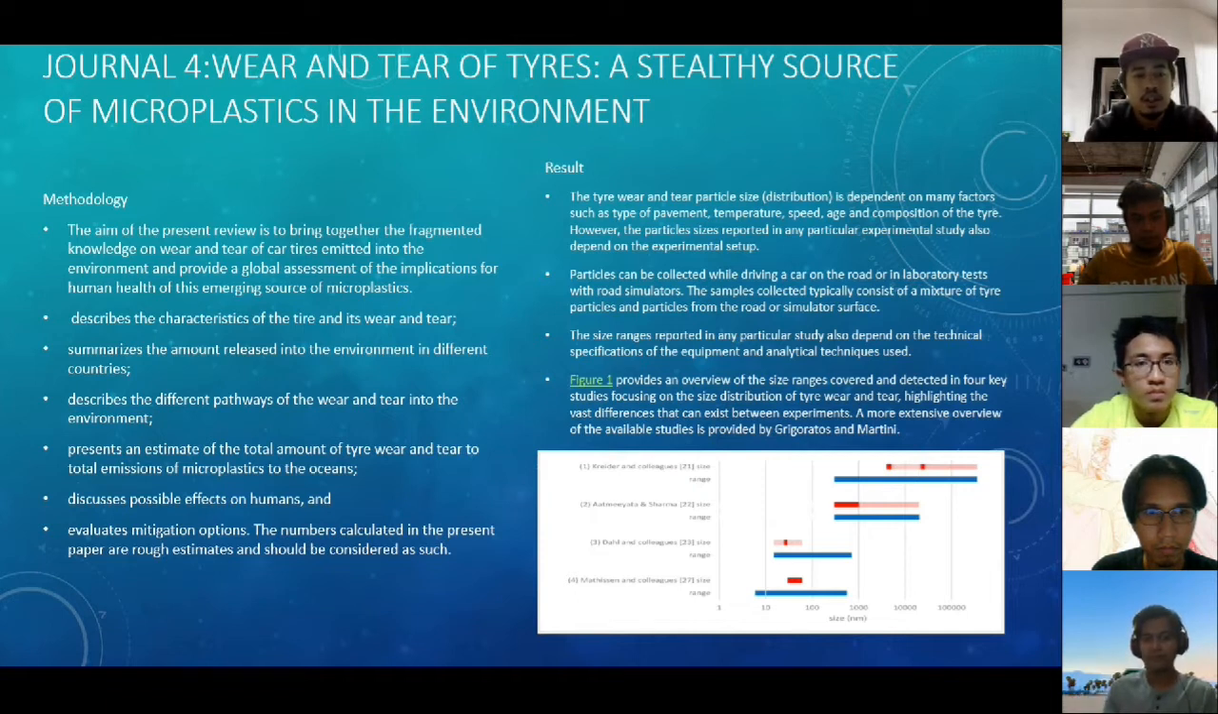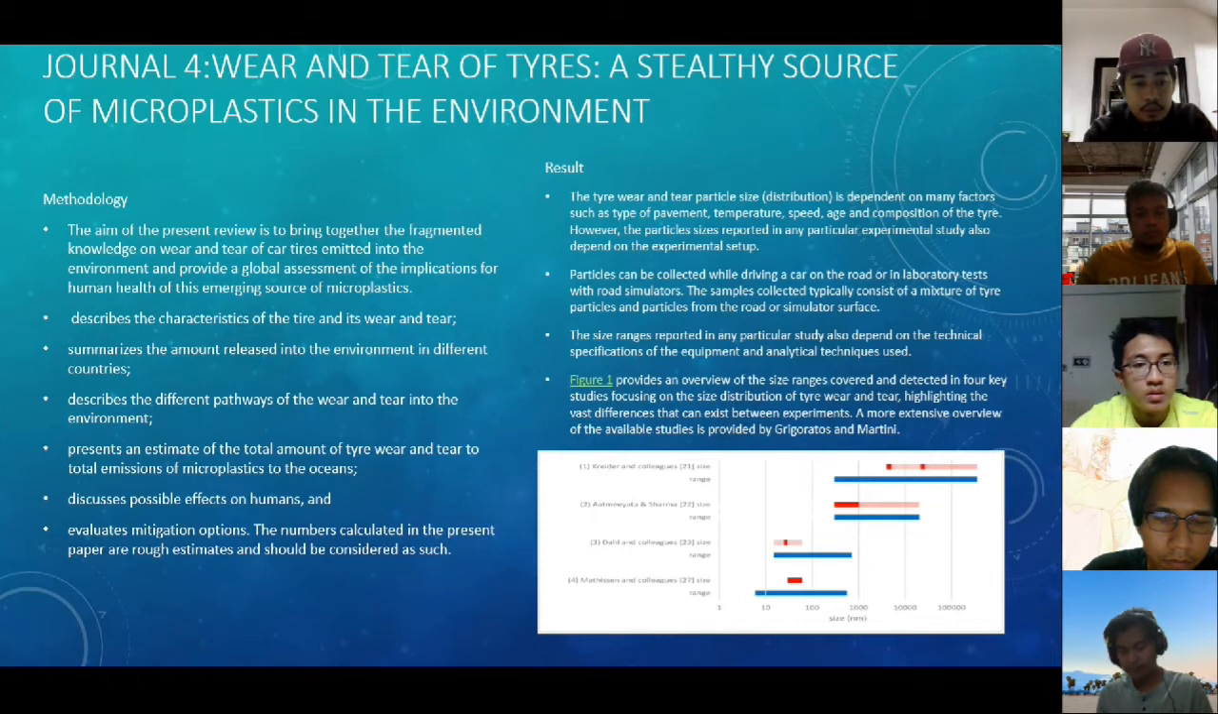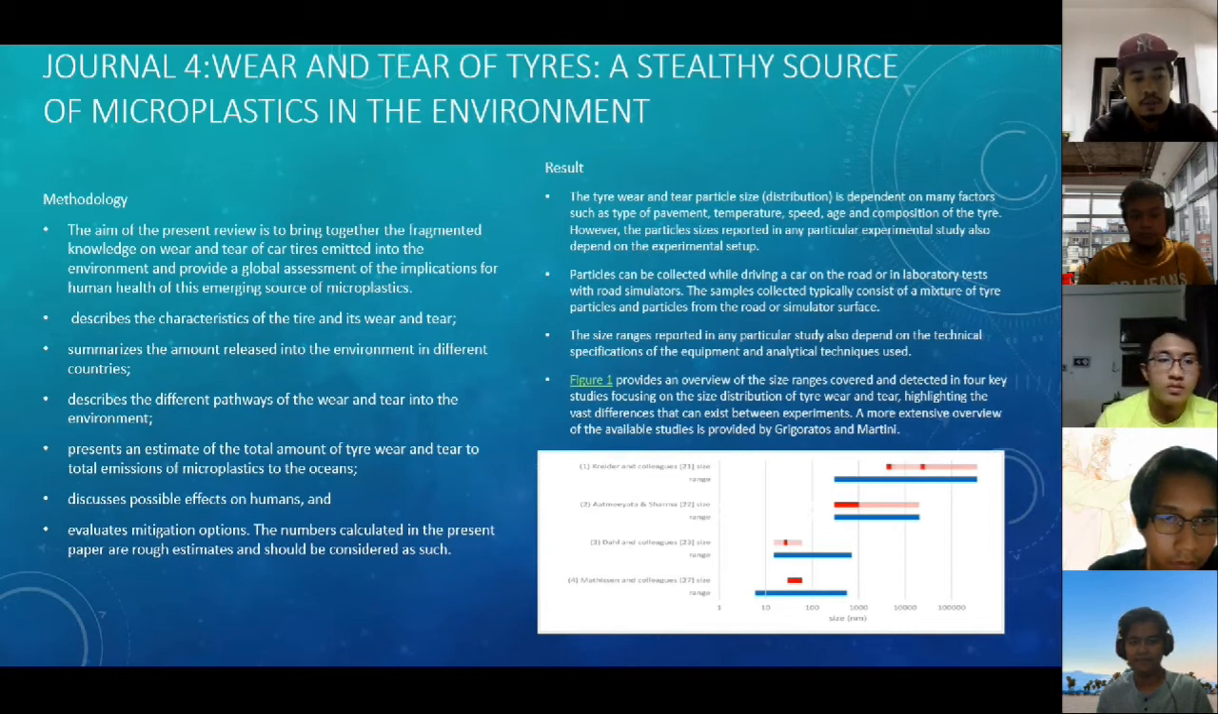Describe the characteristics of the tire and its wear and tear. Summarize the amount released into the environment in different countries. Describe the different pathways of the wear and tear into the environment. Present an estimate of the total amount of tire wear and tear in total emissions and microplastic to the ocean. Discuss possible effects on humans and evaluate mitigation options. The numbers calculated in the paper are rough estimates and should be considered as such.